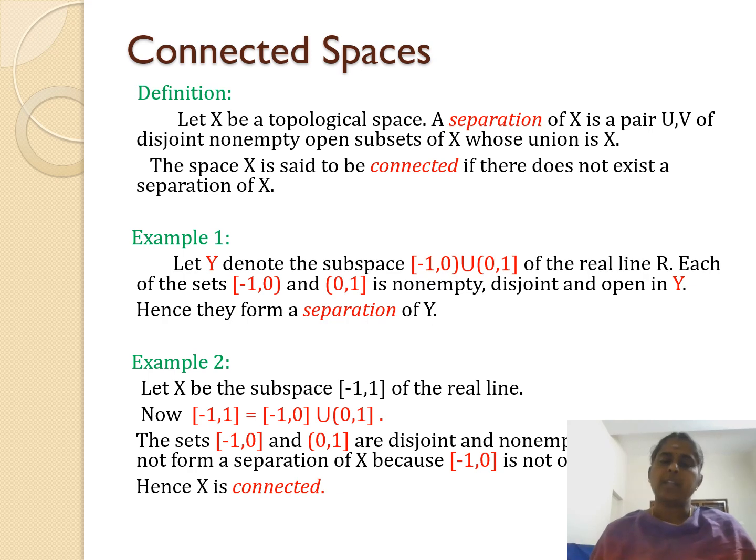We can express [-1, 1] as the union of the closed interval [-1, 0] and the left open interval (0, 1], or the right open interval [-1, 0) union the left closed interval [0, 1]. In both cases one of the intervals is not open, hence we cannot express the closed interval [-1, 1] as the union of two disjoint non-empty open subsets of X. Hence we can conclude that this closed interval [-1, 1] is connected. That is, X is connected.